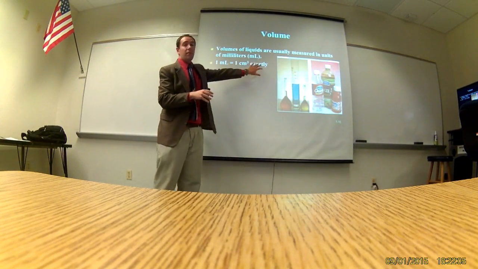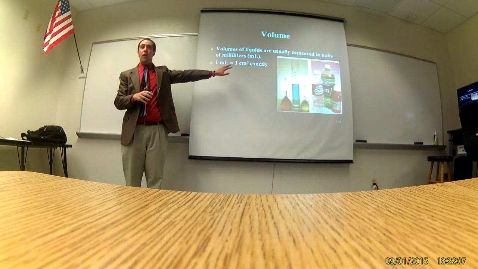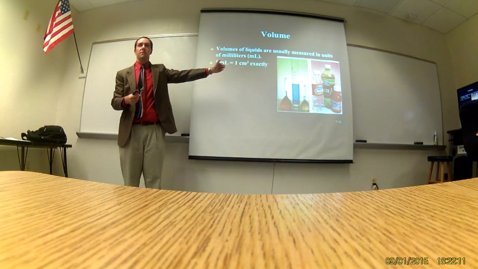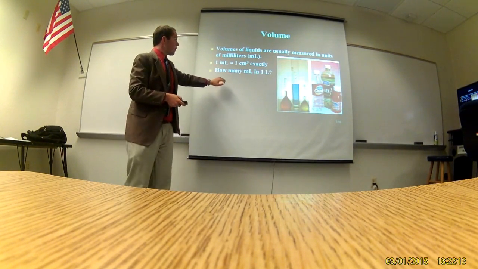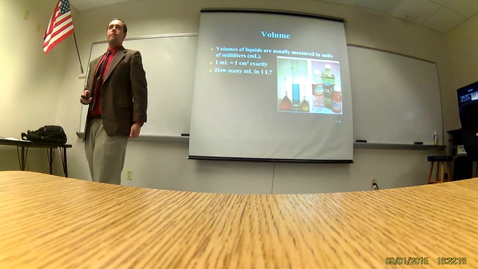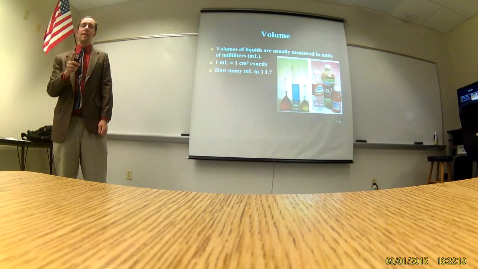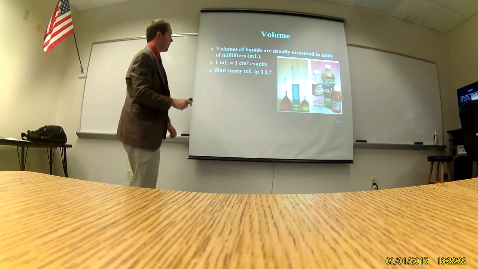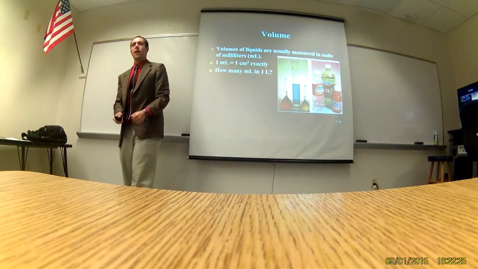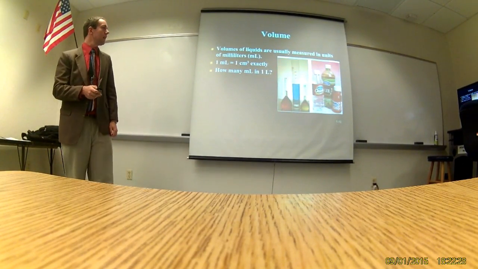If you put cubic centimeters, I will never mark you wrong, but we use milliliters in science. So, how many milliliters are in 1 liter? 1,000. Milli means thousand. A milliliter is 1/1000th of a liter, so there are 1,000 milliliters in a liter.